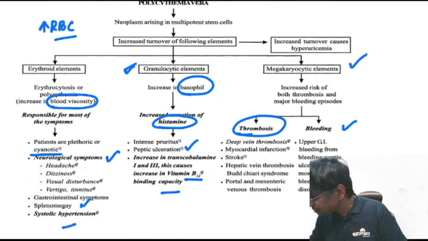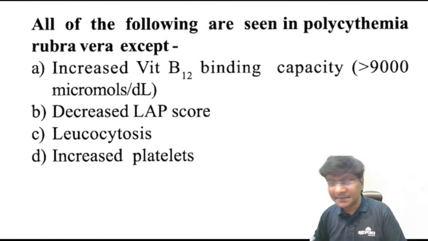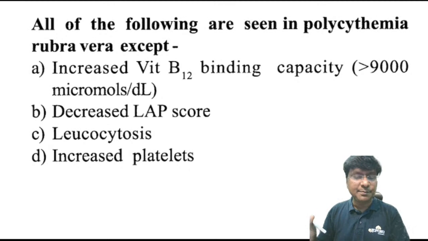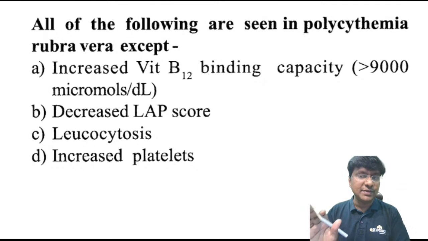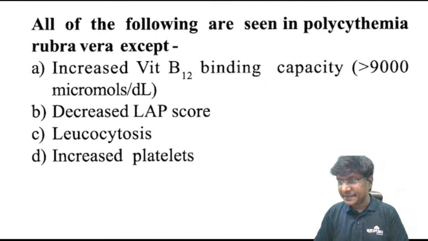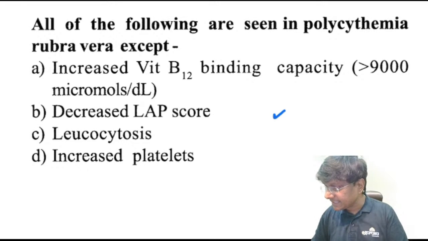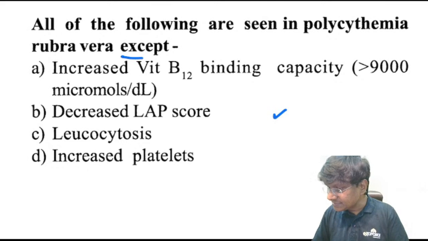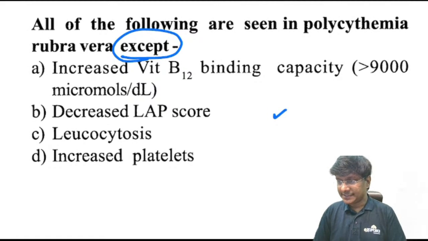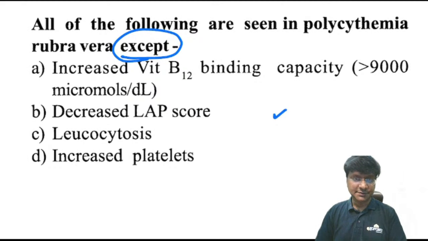Now, in these patients with polycythemia vera, tell me what will be the investigations. All of the following are seen in polycythemia rubra vera except: increased vitamin B12 binding capacity, decreased leukocyte alkaline phosphatase score, leukocytosis, increased platelets. So what do you think is the correct statement? Sorry, in the sense, which is the except? Yes, any one of you please.